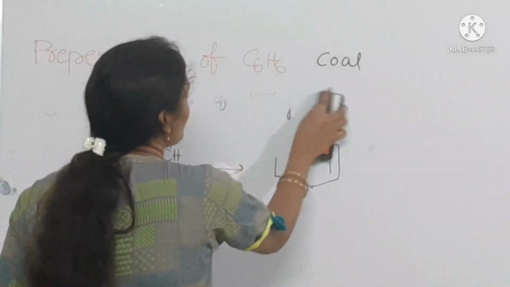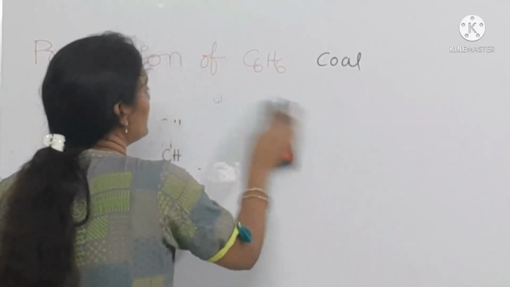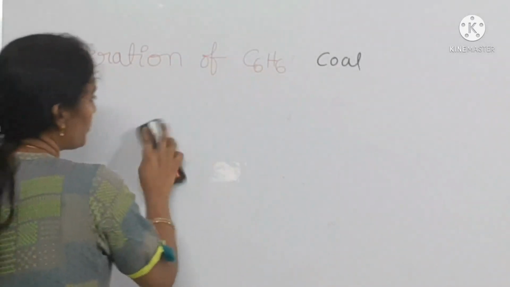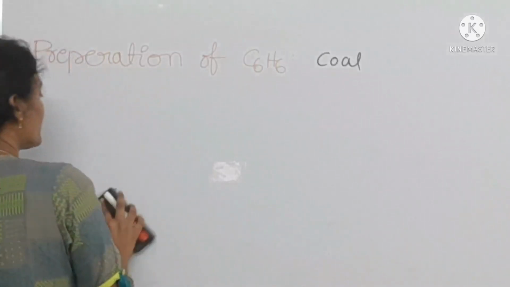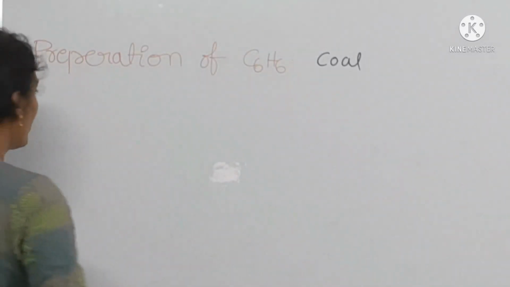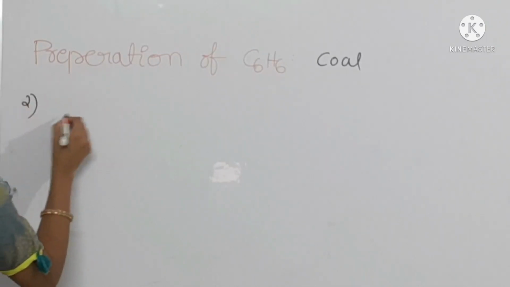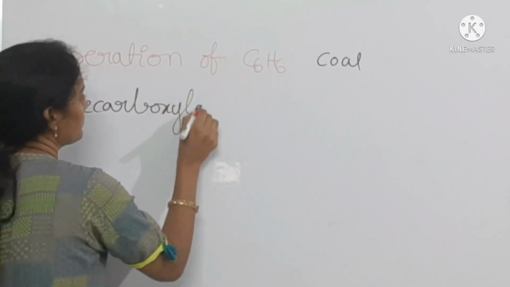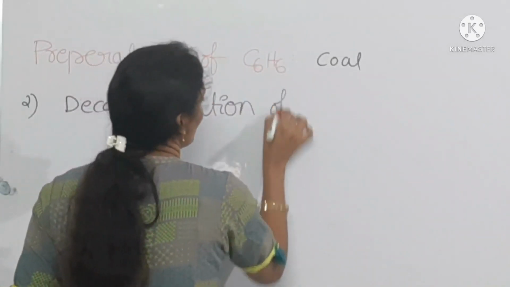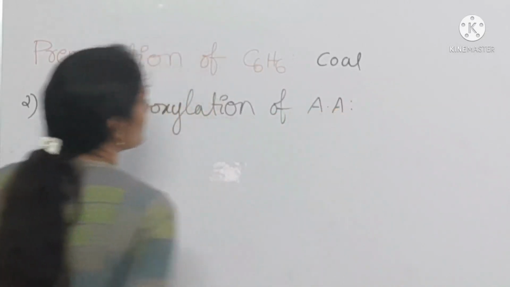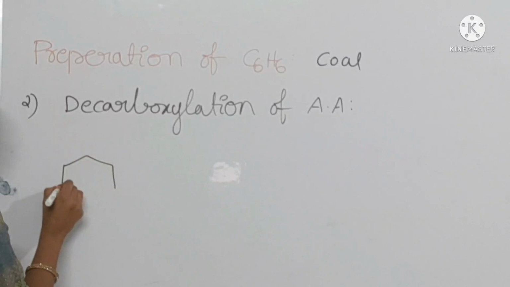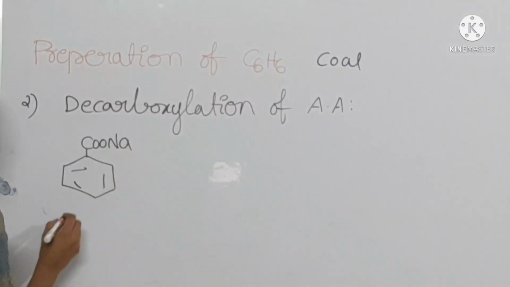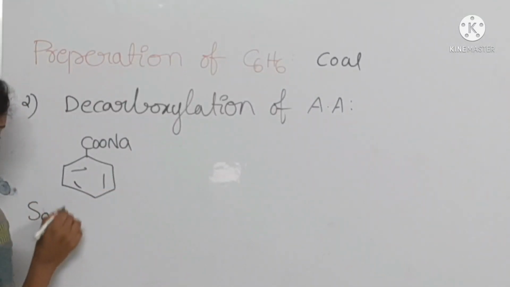The next preparation method is the decarboxylation of aromatic acids. For decarboxylation we take sodium salts of benzoic acid, C6H5 COO-Na. This is the sodium salt of benzoic acid.